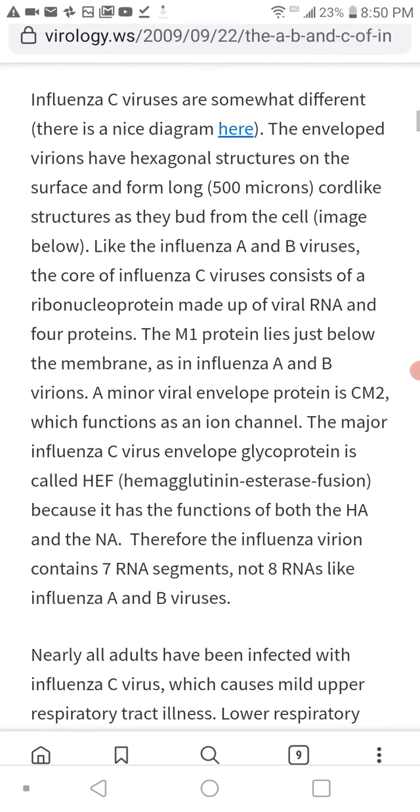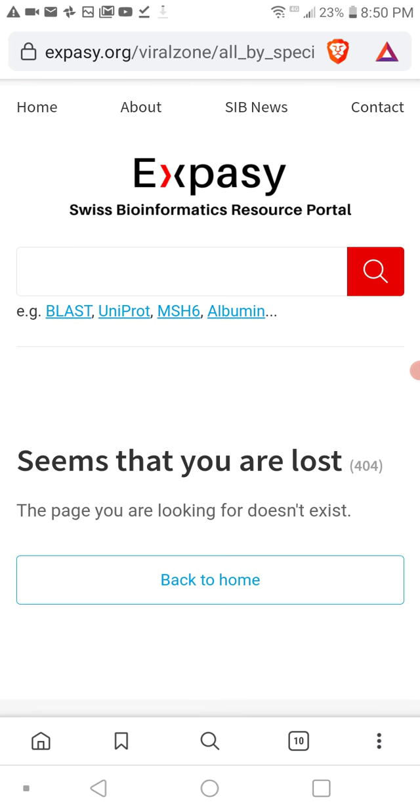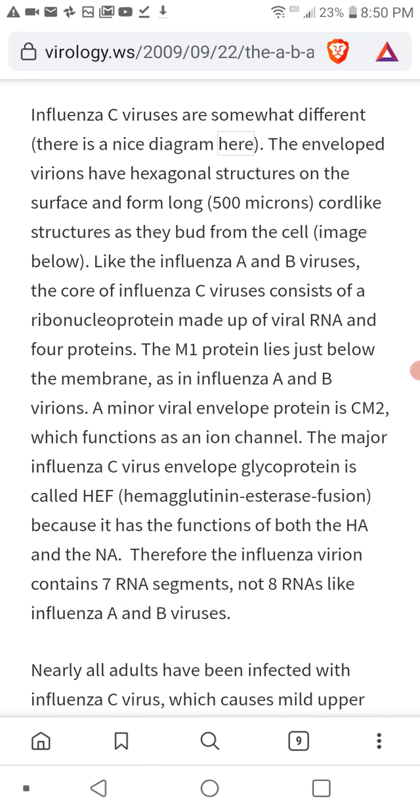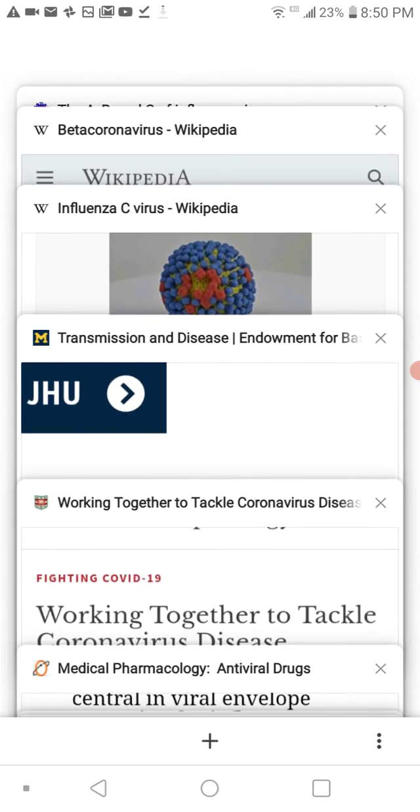Influenza C, this paragraph right here, influenza C viruses are somewhat different. And I go to look at, okay, how are they different? And guess what? It's scrubbed off the internet. So I'm reading, and I'm seeing at the bottom it says the major influenza C virus envelope glycoprotein is called hemagglutinin-esterase fusion. HEF.